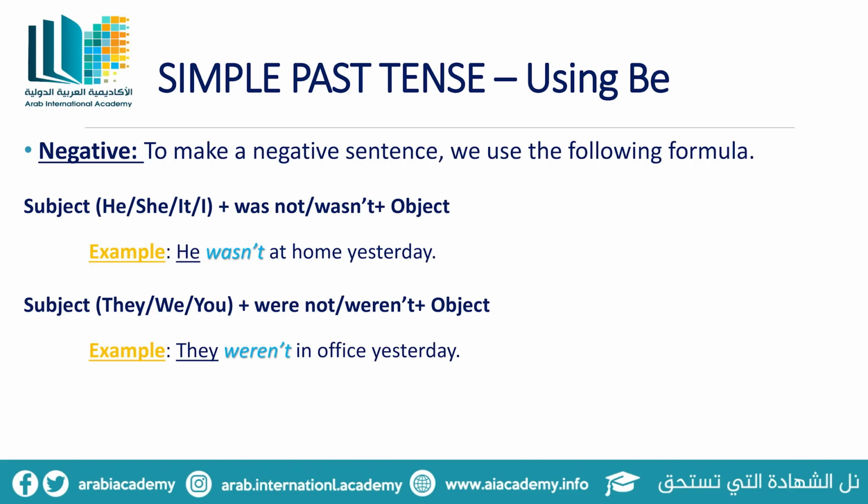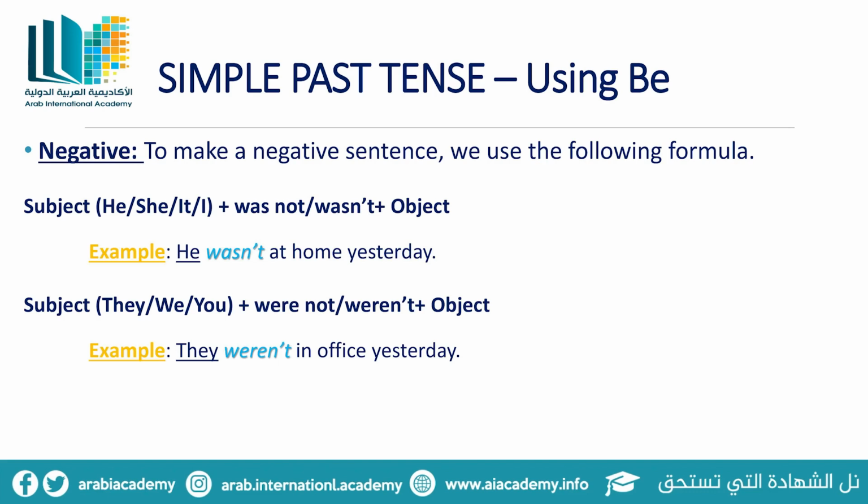Now, in order to make a negative sentence using the verb to be in the simple past tense, we use the following formula. For the subject he, she, it, or I, we have to add not to the verb to be, was, plus the object. So the negative sentence in the past tense will be subject plus wasn't plus object.